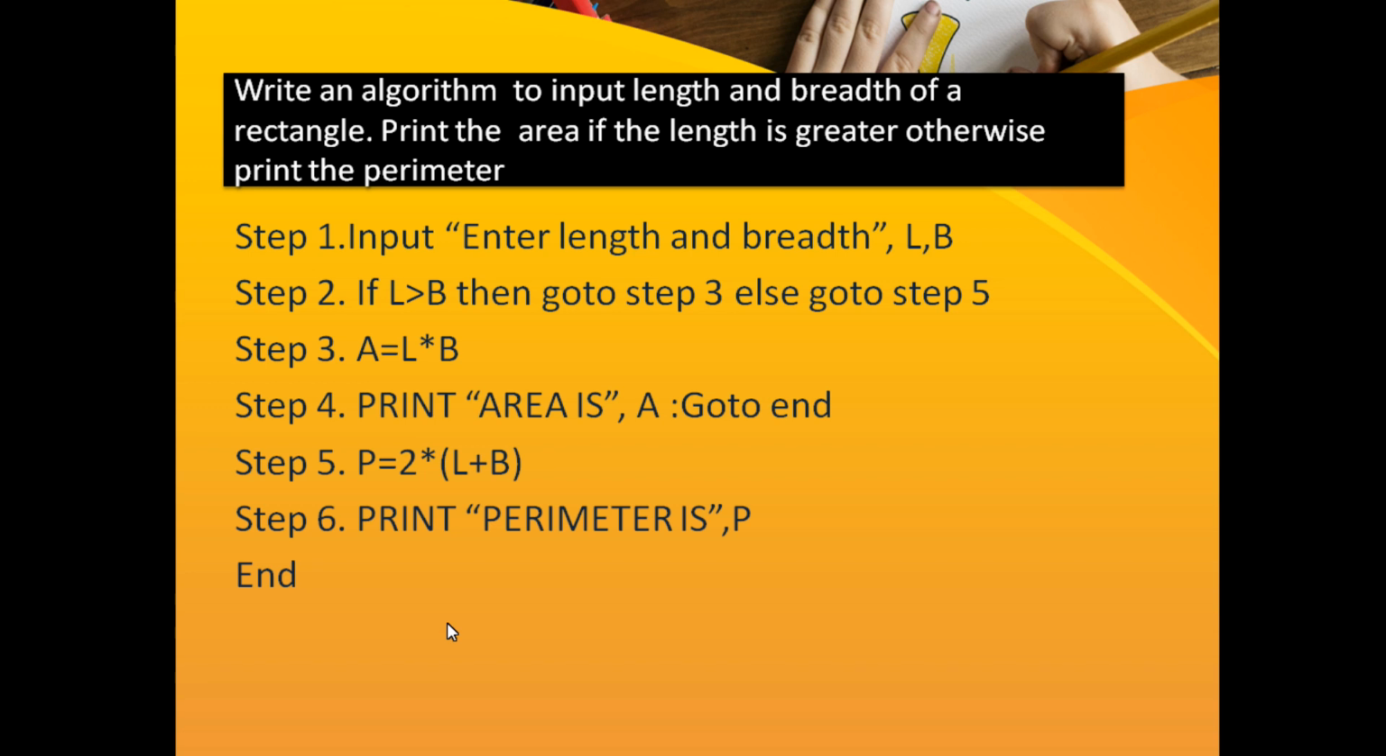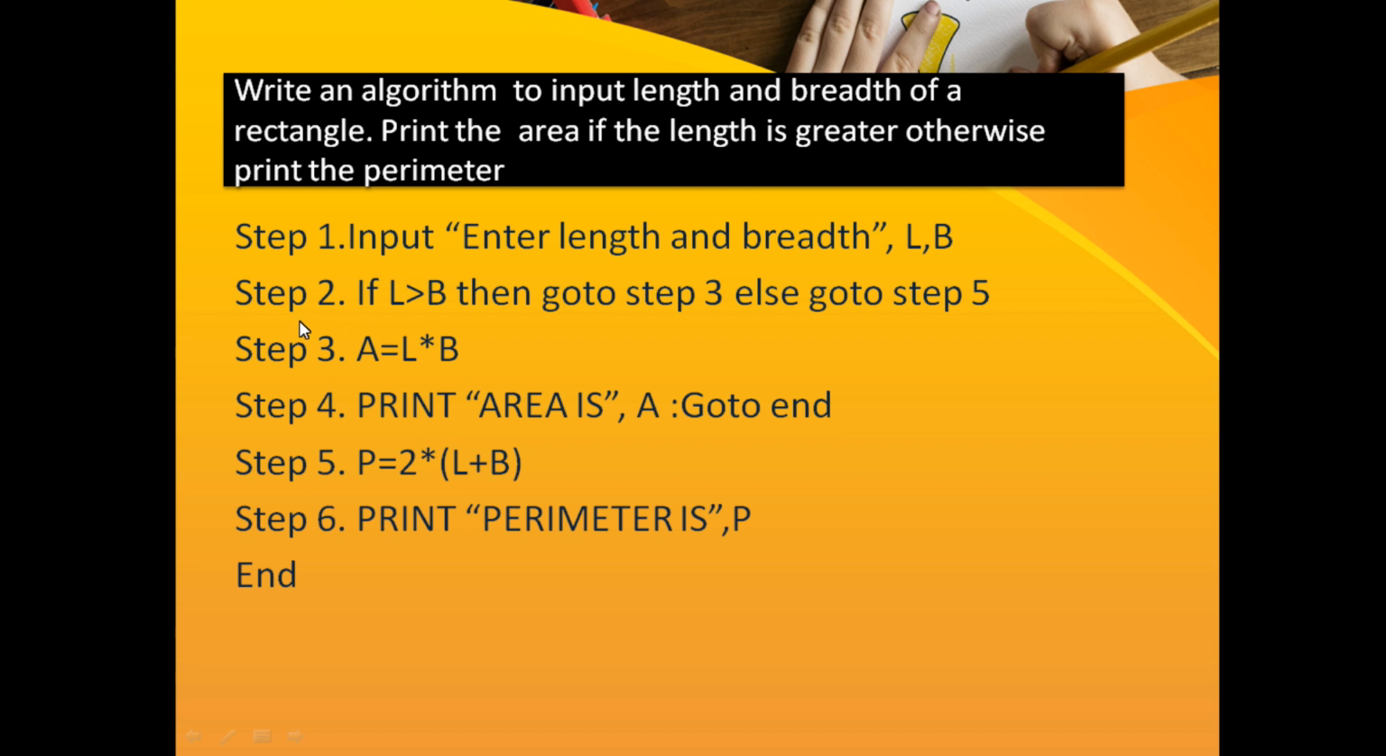Our next program is again an algorithm to input length and breadth of a rectangle. The area has to be printed if the length is greater, otherwise the perimeter has to be printed. Now, children, in an algorithm, of course, input of length and breadth must be clear to you. If L is greater than B, then you have to write these two statements. And if it's otherwise, you have to write these two statements.